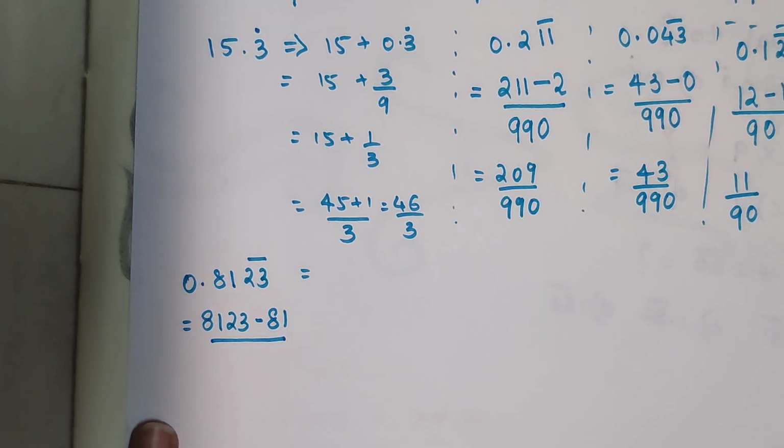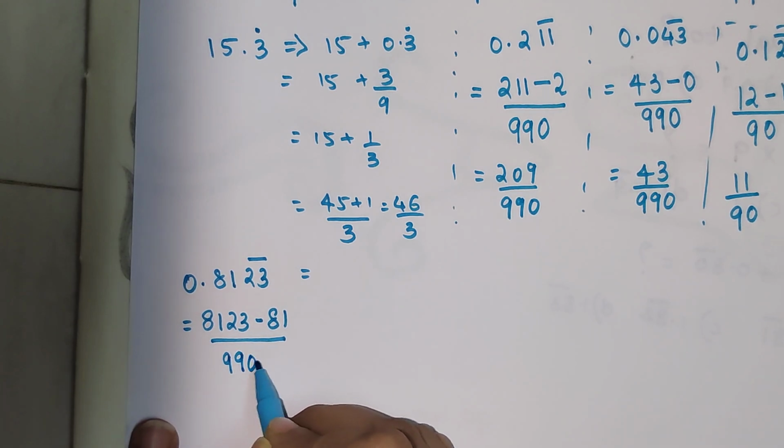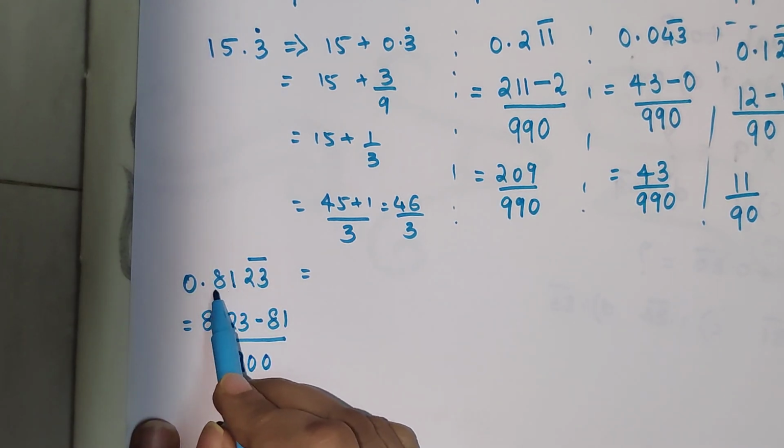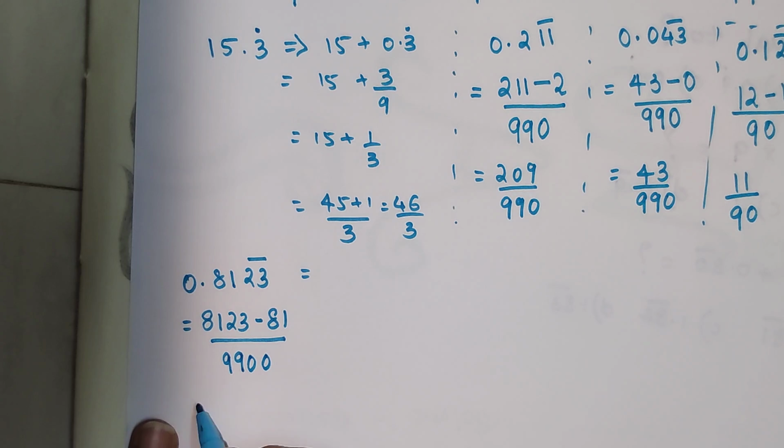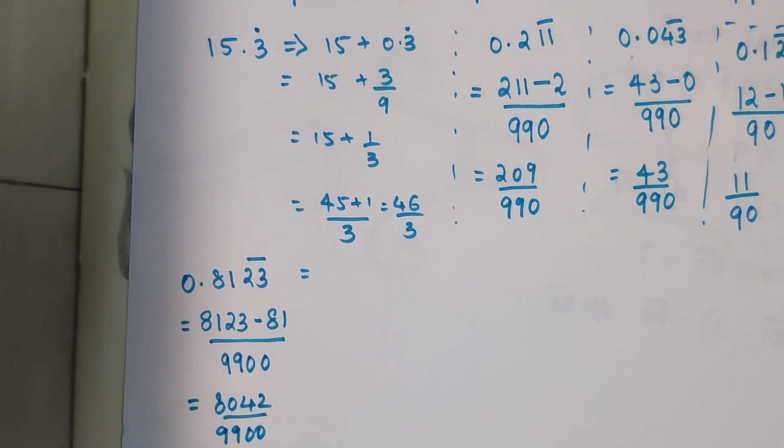Now how many 9s will we write? Yes, you all guessed it right. We have to write 2 9s. And how many zeros? 2 zeros. Why 2 zeros? Because there are 2 digits which are not repeating. So here 8123 minus 81 gets you 8042 upon 9900. This is your answer. So I hope you all got the trick.